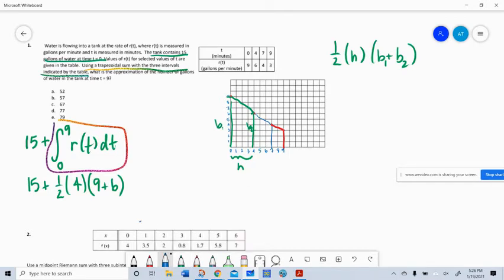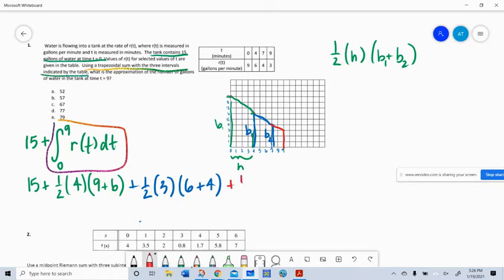My second trapezoid is this blue guy right here. And so I'm going to add on 1/2 the height of that trapezoid, which is 3. And let's see. Now my bases are going to change. Now it's going to be B1 and B2 here. And so we're looking at 6 plus 4, looks like.